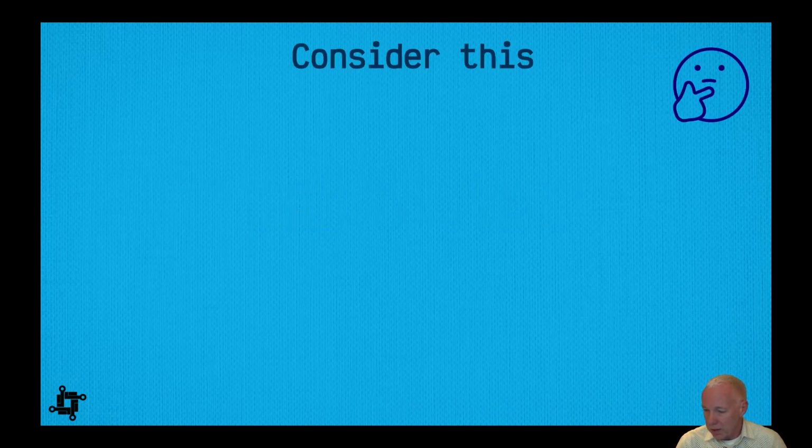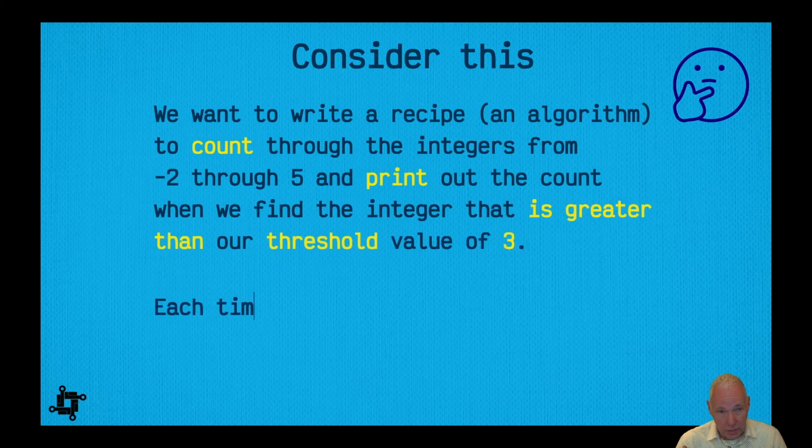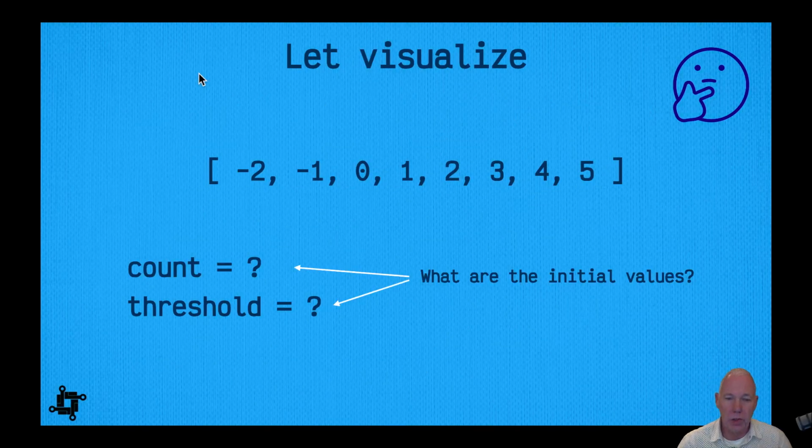So let's consider why constants and the compiler are our friend. Let's say that we want to write a recipe or an algorithm to count through the integers from negative 2 through 5, and we want to print out the count when we find the integer that is greater than our threshold value of 3. Each time we check to see if the integer is greater than our threshold value, we will increment our count by 1. So let's visualize this.